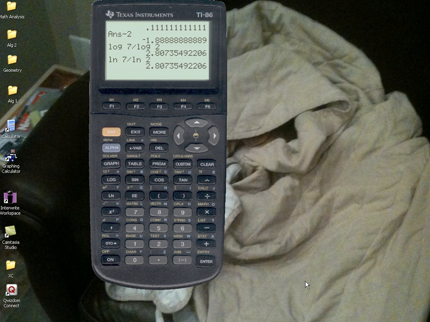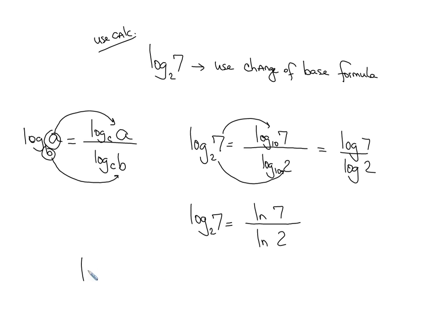Questions about that? So that's the change of base formula. So if I want, I could change log base 2 of 7 into log base 13. What would it be? Log base 13 of what? Over log base 13 of 2. Okay, questions about that? You can use the change of base formula for any base.